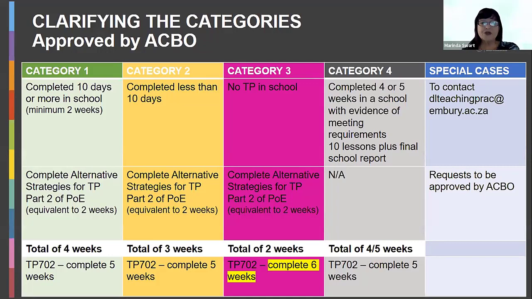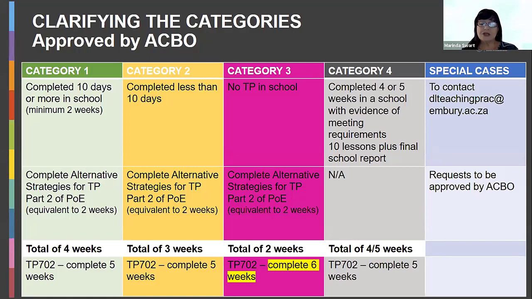Then look at category 2. Category 2 are students that completed less than 10 days. Some students only started with their observation maybe 3 or 4 days, and suddenly the school's closed. So category 2 students must do the alternative strategies for TP in part 2.